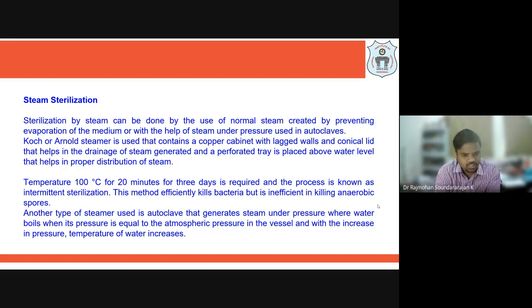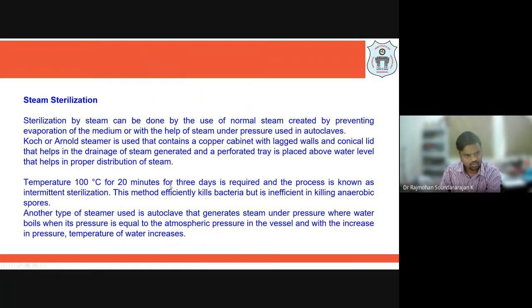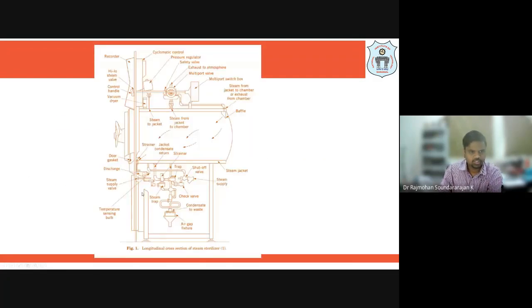Another type of steamer is the autoclave, which generates steam under pressure, where water boils when its pressure is equal to the atmospheric pressure in the vessel, and with the increase in the pressure the boiling point rises. So actually this is a diagram of a steam sterilizer. You should be able to draw a neat sketch, label the parts and explain the working of it. Okay, so that we should do as an assignment. So that is about steam sterilization.